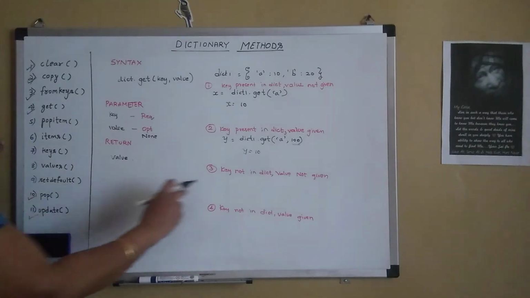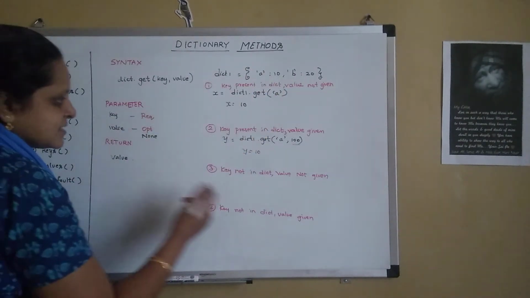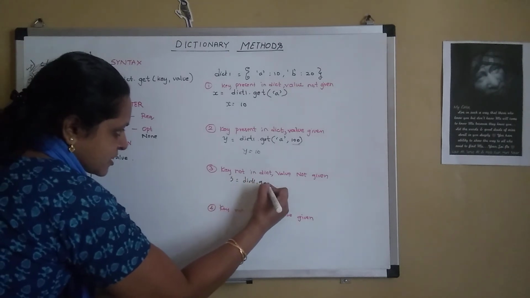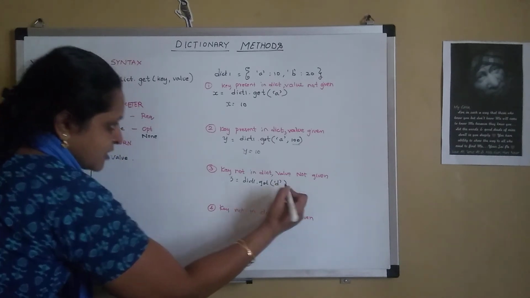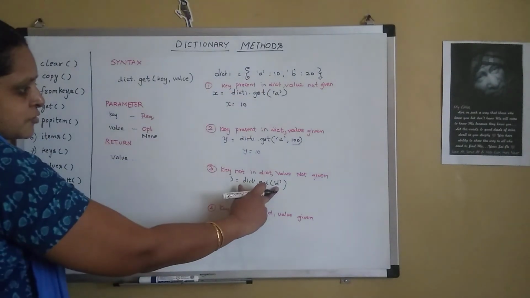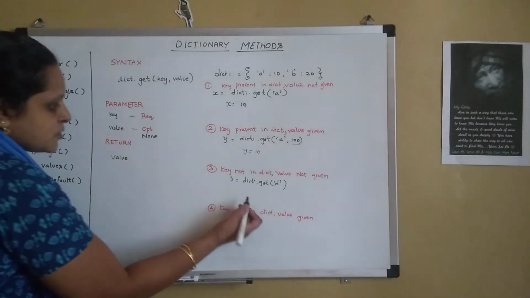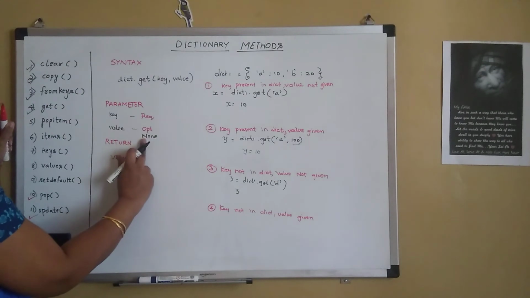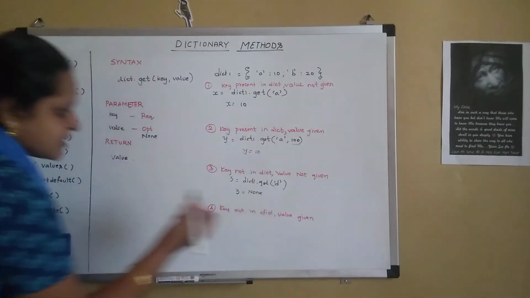And in the third case, I am passing a key not in the dictionary. A and B are present. Let me say z equal to dict1.get and let me pass D. Value I have not given. D is not present in the dictionary, and value also has not been given. So it will take the default value which is None. So z will have the value None.